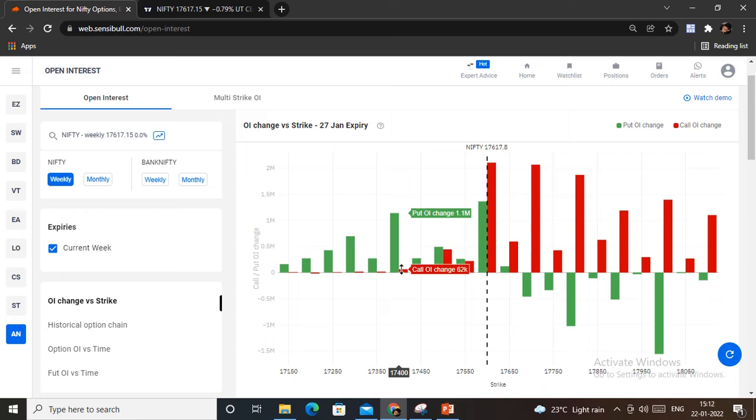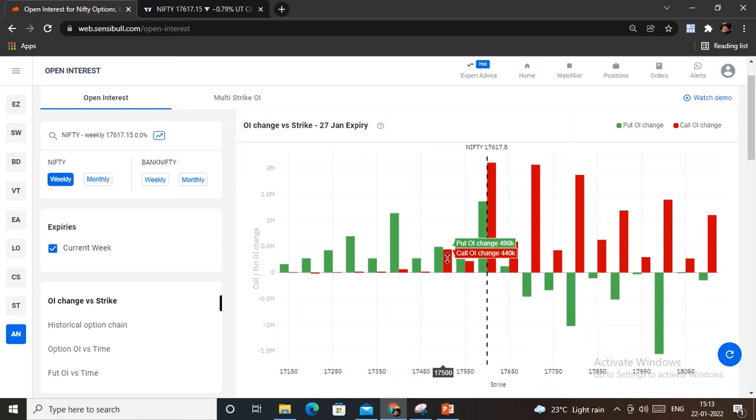Right now this 17,400 call option has an intrinsic value of 200 rupees. Right now the 17,500 call option has an intrinsic value of 100 rupees. Despite having an intrinsic value, despite having a probability to win, people are selling these call options as well. So what is their view? So this is perhaps regarding what the pro tip is.